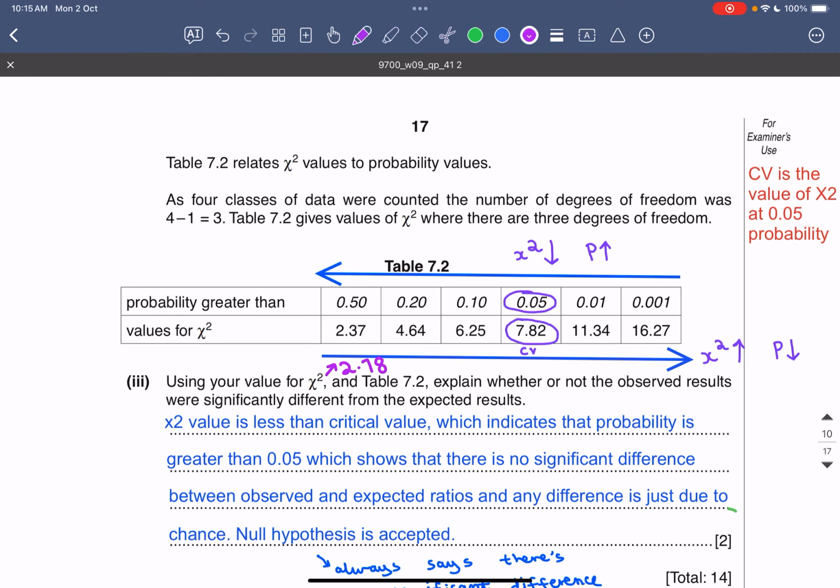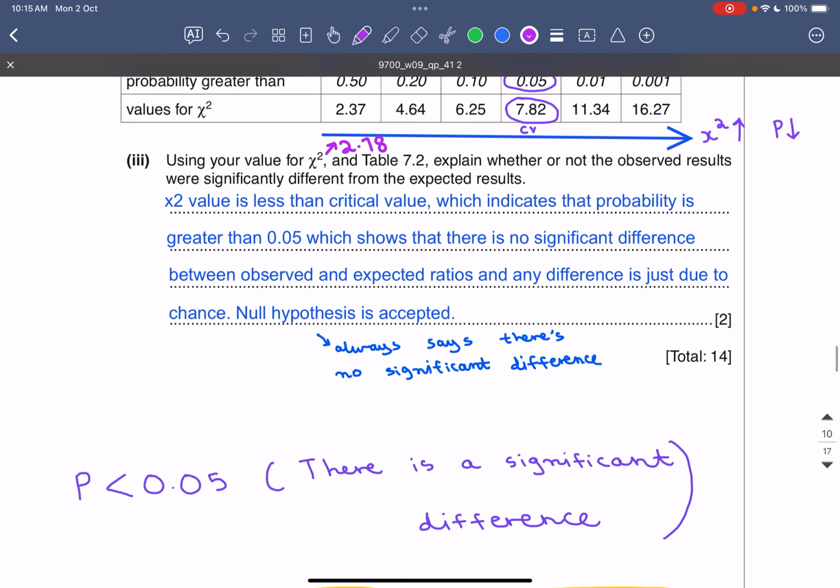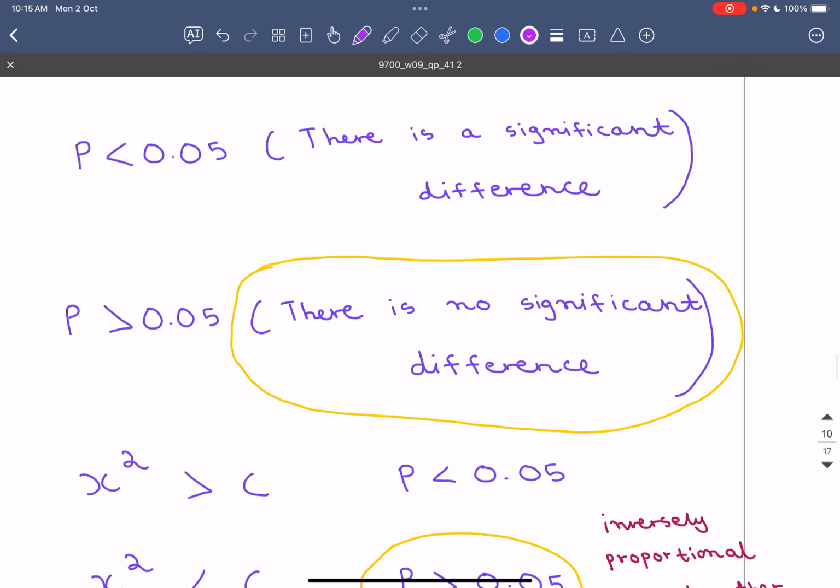And when your chi-square value is less than your critical value, the probability will be greater than 0.05 or 5%. And when probability is greater than 0.05 or 5%, there is no significant difference. And if there is any difference, that difference is just due to chance. So how can you remember this? I've written it down. As you can see, when probability is less than 0.05, or 5%, there is a significant difference. And when probability is greater than 0.05, there is no significant difference.